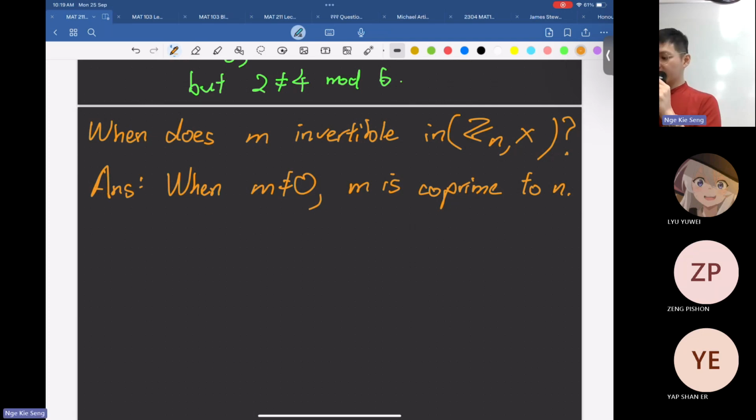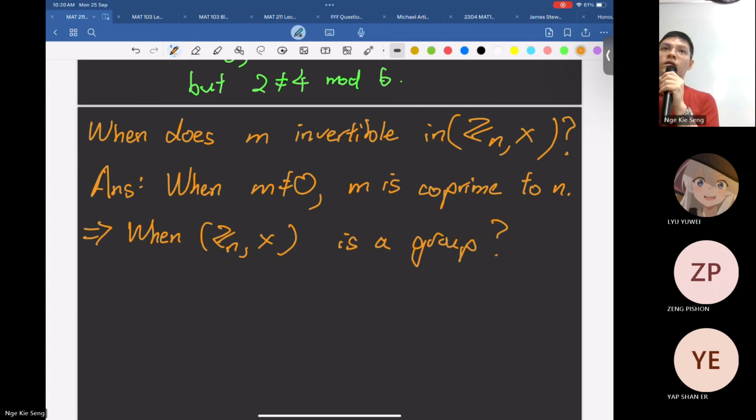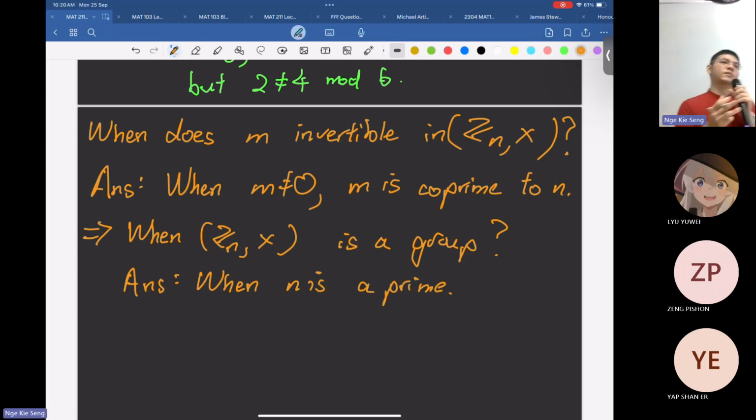So in this case, what does it mean? You can deduce, when is Zn a group? When every element is co-prime to N. So when does every element in Zn co-prime to n? For what n does this happen? Only when n is a prime. So only Zp cross is a group.